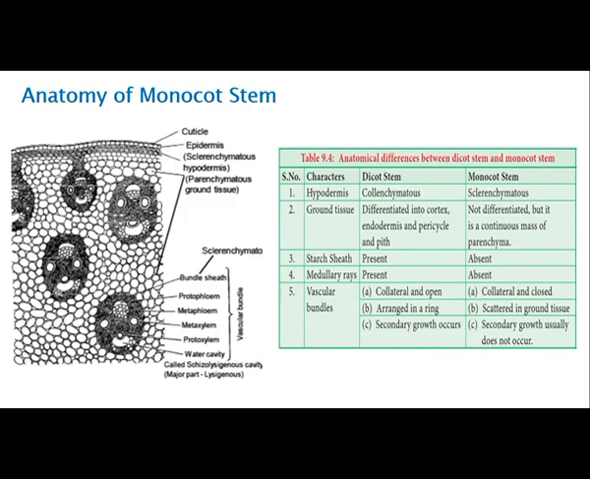Now if I ask you a single question, that stele is absent in, your answer must be monocot stem, because in case of monocot stem, the cortex is not differentiated into endodermis or pericycle. As I told you, for stele, the endodermis is responsible, because the tissues below the endodermis are called the stele. If there is no endodermis, there cannot be any stele.